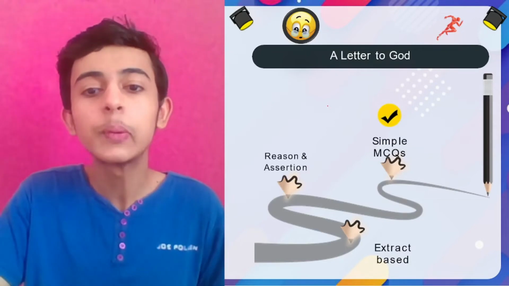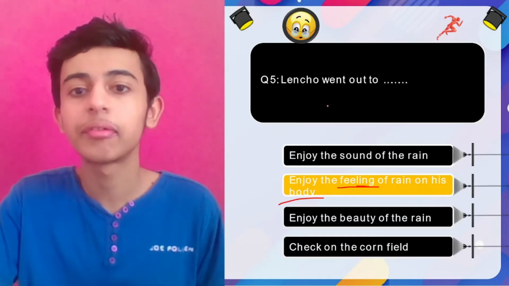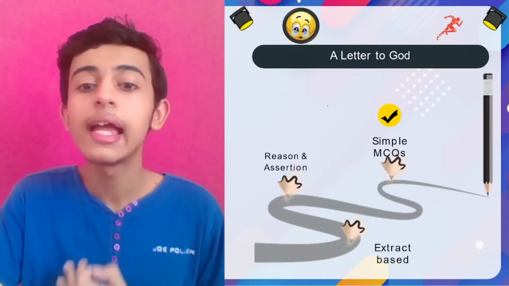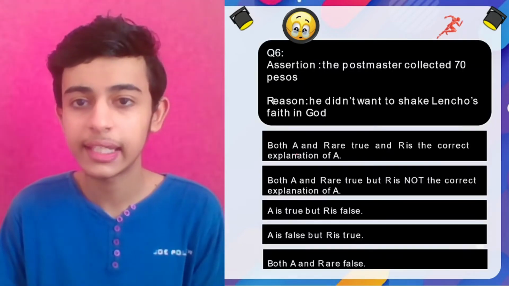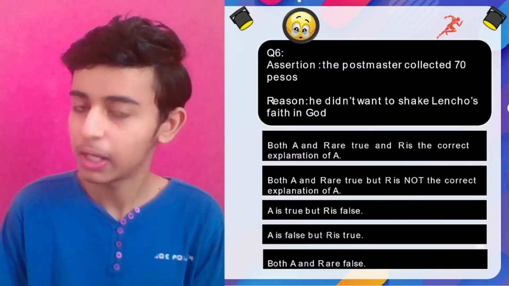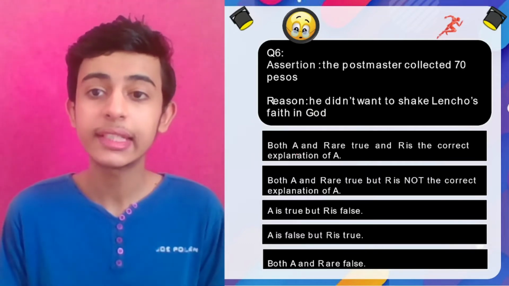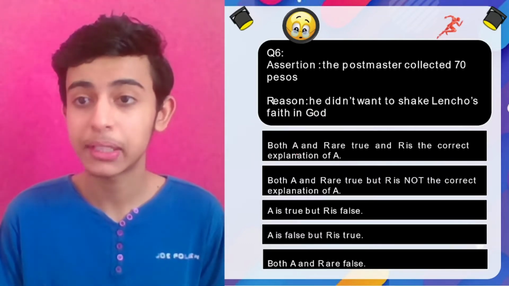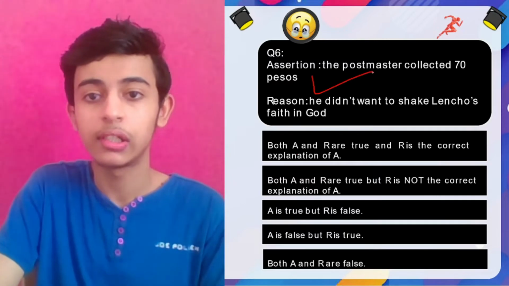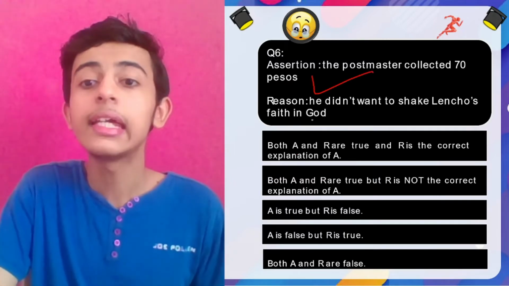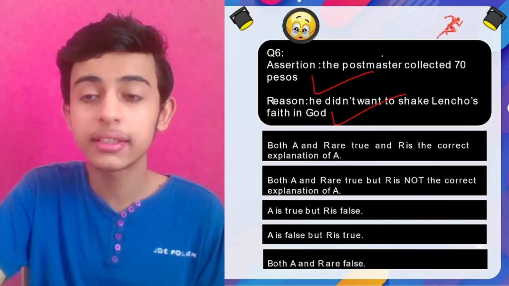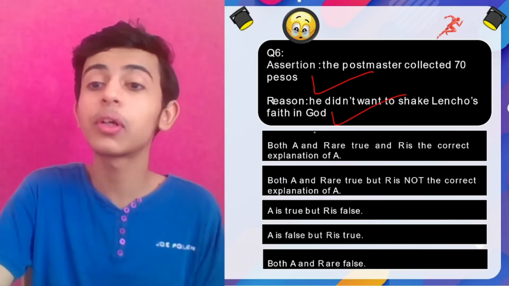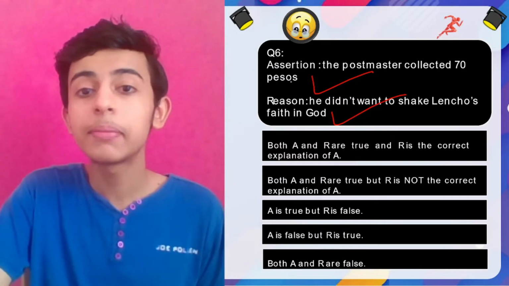So we are done with simple MCQs, 5 very important MCQs. Now we are moving on to the assertion reasoning MCQs. Question 6. Assertion says the postmaster collected 70 pesos. Absolutely correct. The postmaster collected, right? Reason: he didn't want to shake Lencho's faith in God. Correct. Why did the postmaster collect 70 pesos? Because he did not want to shake Lencho's faith in God. It means both are true.